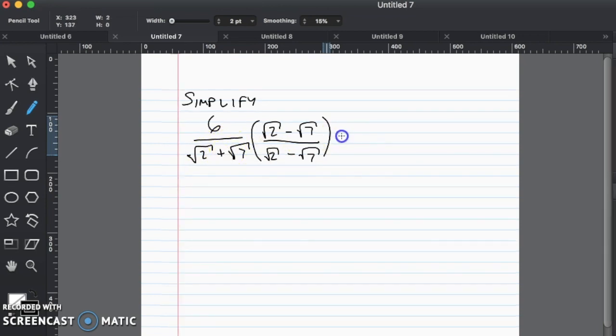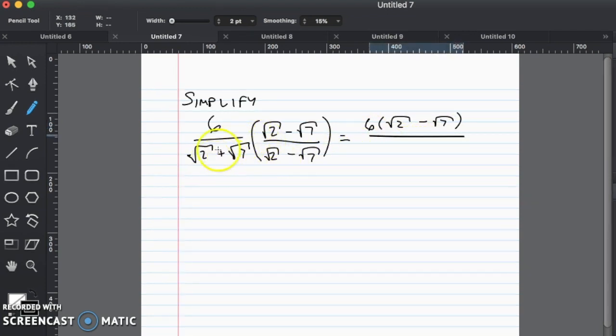Okay, so let's see what this guy looks like. First things first, I'll have 6 times square root of 2 minus square root of 7. Notice that I'm keeping it in the parentheses. Next, what I wanted to happen is I wanted to square both of these, and that's exactly what does happen. So I end up with the 2, just what's inside the square root, minus 7. Again, just what's inside the square root. There we go. That is good for us. Okay, so let's move on.